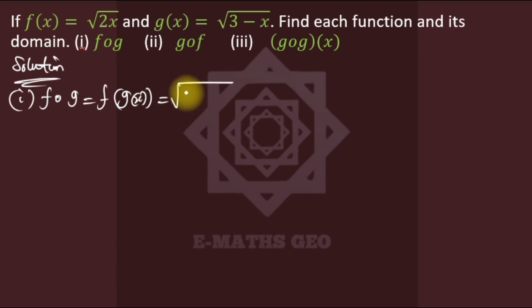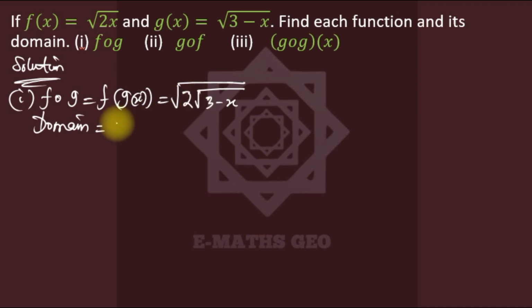So I have square root of 2 square root of 3 minus x. So that's our composite function. And the domain, how do you get the domain for this? For this to be defined, remember this 3 minus x should not be a negative number, so it could be 0 or a number greater than 0.